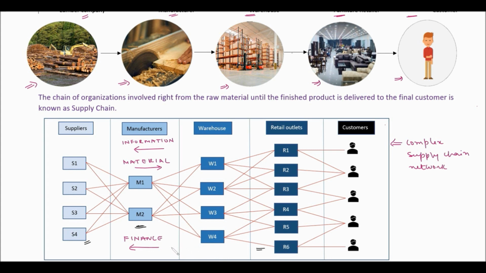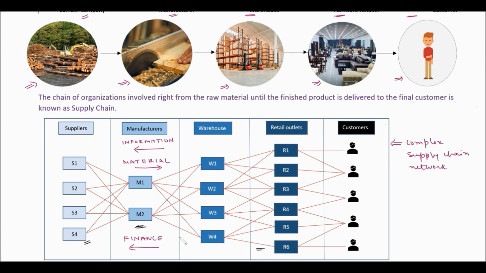Again, I'll repeat, it's not just the firm alone which is competing with their competitors, but the firm's entire supply chain is competing with the supply chain of the firm's competitor. For example, let's take Unilever versus Procter & Gamble. Now, the supply chains of both these firms are competing with each other. So this is about the complex supply chain networks.